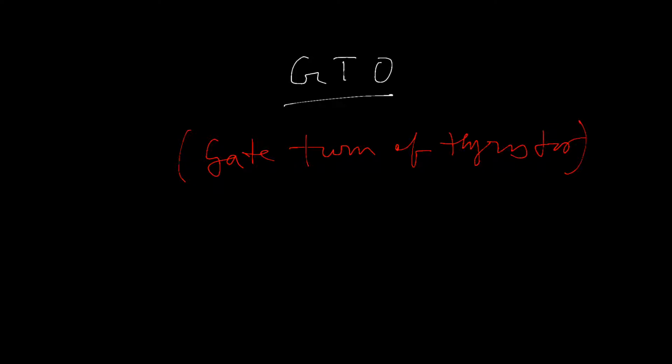This problem can be overcome by using this kind of device, which is called GTO or Gate Turn Off Thyristor. It has a specialty in the construction of the gate. In case of SCR, the gate is unidirectional. That means we can apply only the positive gate signal to switch on the device. But in this case, the gate is bidirectional. That means we can apply a positive pulse to the gate to switch on the GTO, as well as turn off the GTO by using a negative gate pulse.